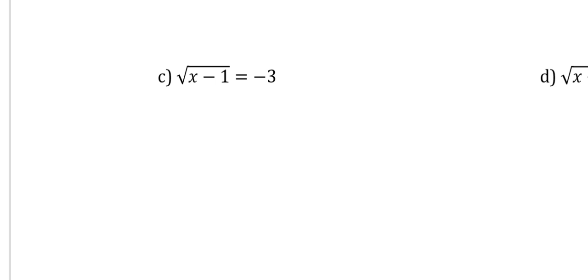All right, so this one's pretty straightforward. Square both sides. Negative 3 all squared is 9. Add 1 to both sides. x is 10. Awesome. Happy with that? Everybody okay with it? Don't see anything weird about it?